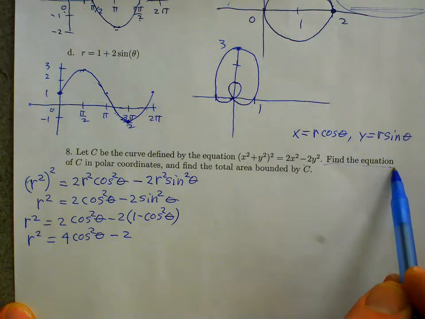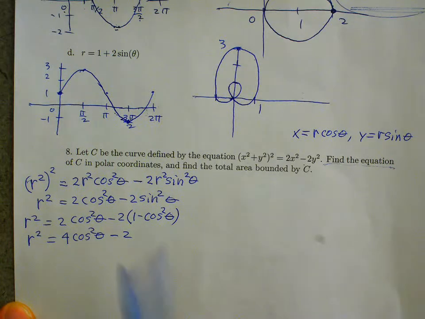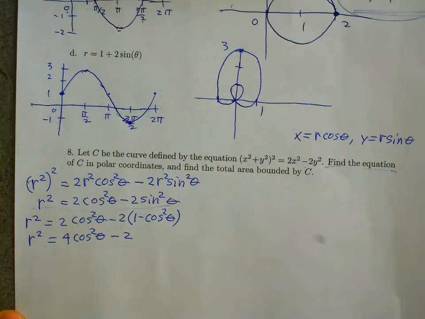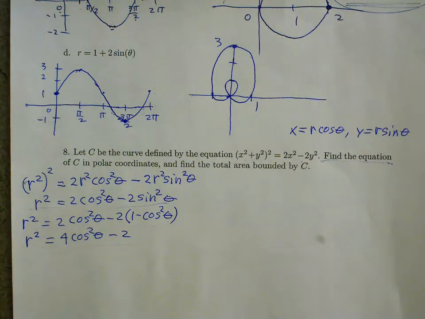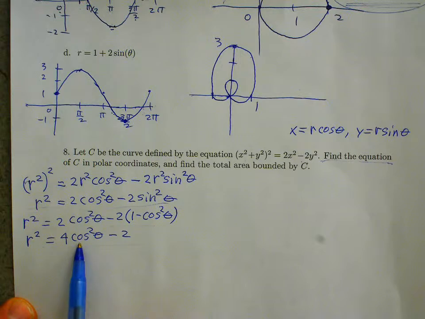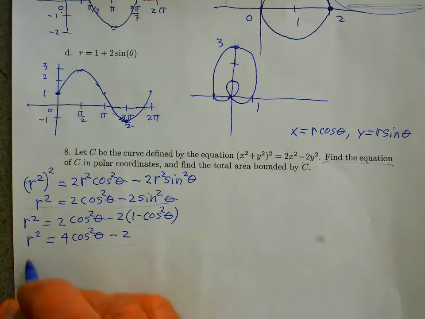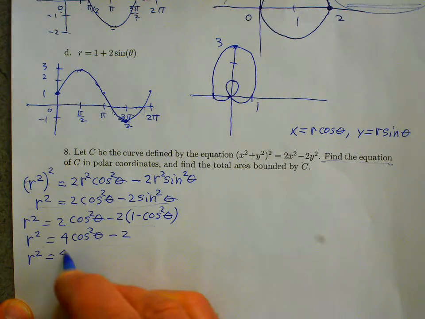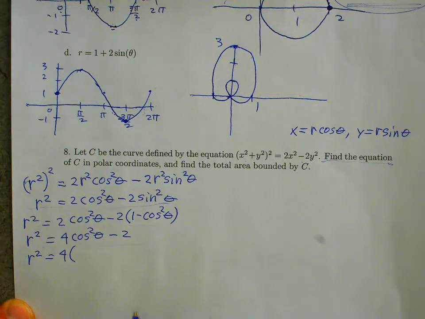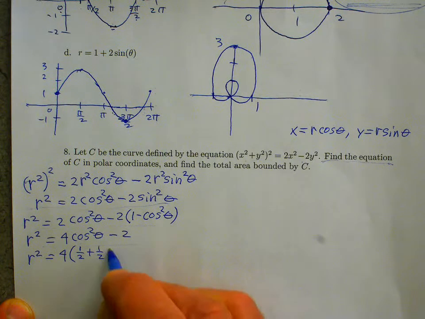first, when it says find the equation of C in polar coordinates, well, any one of these is okay, but since we want to find the total area bounded by C, I want to get it into a form that's easy to integrate. So I'm going to replace cosine squared theta with 1/2 plus 1/2 cosine of 2 theta. That's one of those identities that you really want to know if you're going to ever integrate cosine squared theta. So cosine squared theta is equal to 1/2 plus 1/2 cosine of 2 theta.